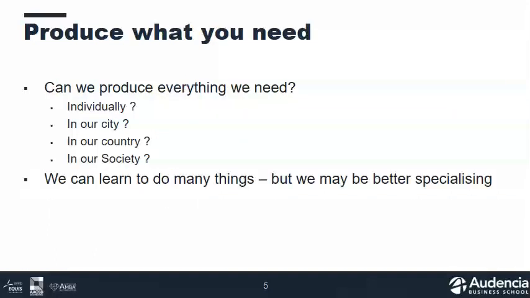Well, can't we just produce everything we need? Can't we say, hey, I would like to consume something, can I just produce it? Can we produce everything I need individually? Can we produce everything we want to consume in our city, in our country, in our society? Today, in modern economies, we rely on the production of other countries. For example, we do international trade. I rely on other actors in the macroeconomy to supply me with what I need.